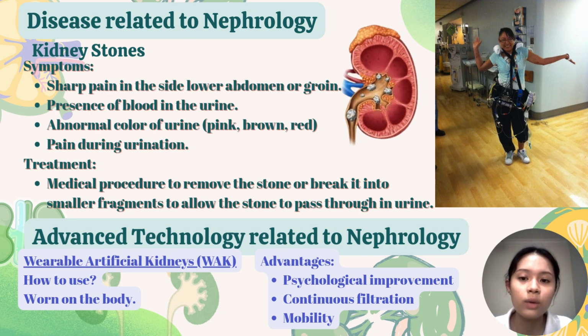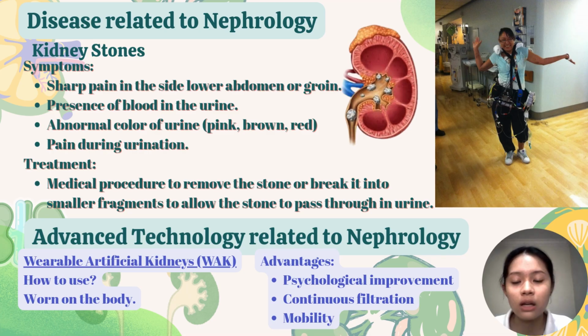Now I'm going to continue with a disease related to nephrology, which is one of the common ones, kidney stones. The symptoms involved are sharp pain in the lower side of the abdomen or groin, presence of blood in the urine, and even abnormal color of urine, which is pink, brown, or red, and experiencing pain during urination is also one of the symptoms. For the treatment, a medical procedure like removing the stone or breaking it into smaller fragments to allow the stone to pass through in urine is also one of the treatments. And to remove the stone, it can be done by surgery.